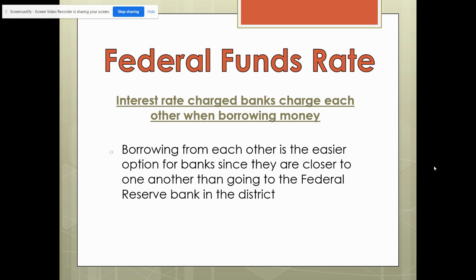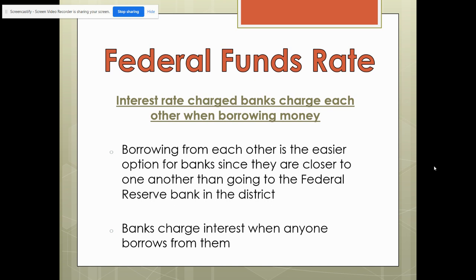So they tell banks the federal funds rate is 2%. So the banks charge each other 2% to borrow. Okay, so Bippus gets the $5,000. They have to pay that back plus 2% interest for what they borrowed. And then PNC is able to make some money off of lending that money out.